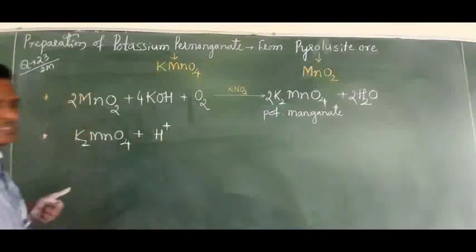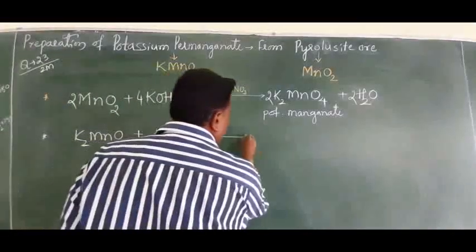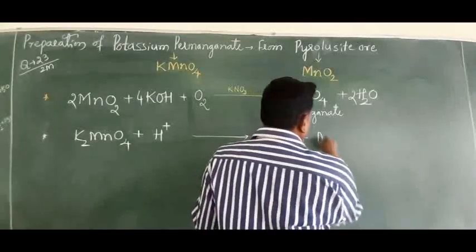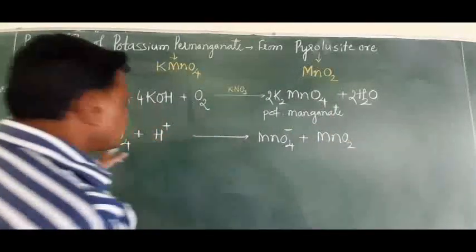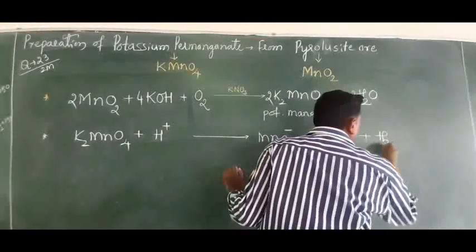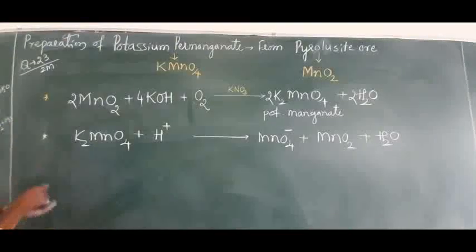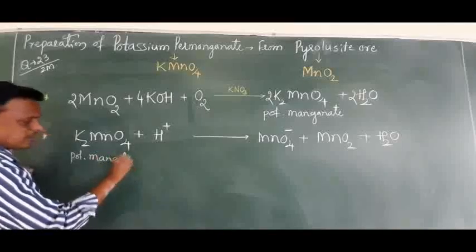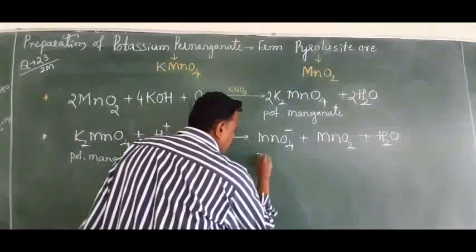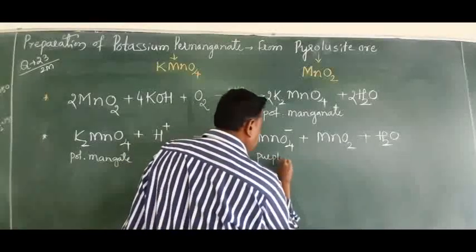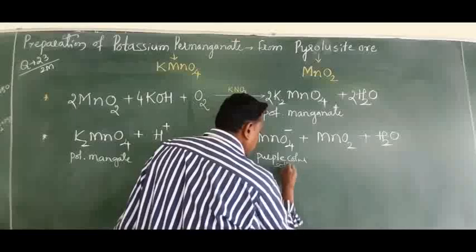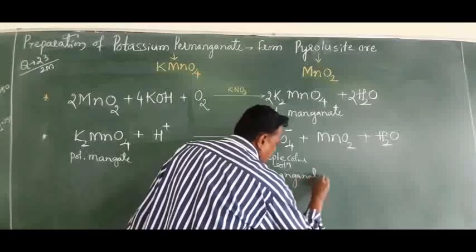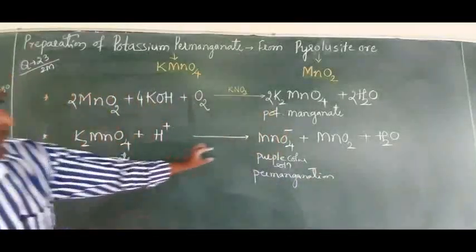You can use an acidic medium, H+, and the compound formed is the permanganate ion, MnO4-, followed by MnO2. The hydrogen is balanced with the help of water. It's very simple. I repeat, this potassium manganate is converted into a purple colored solution of permanganate. It's the formation of a purple colored permanganate ion.